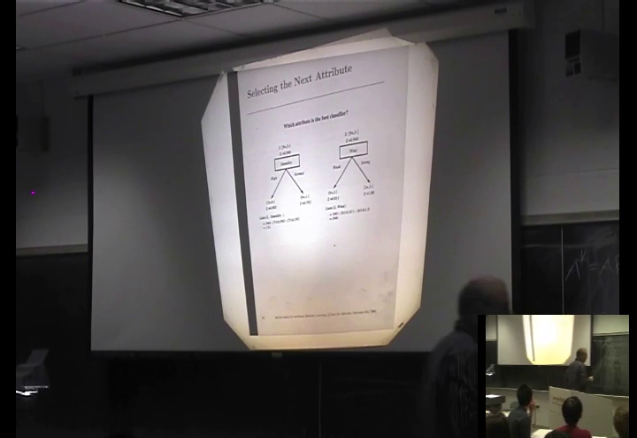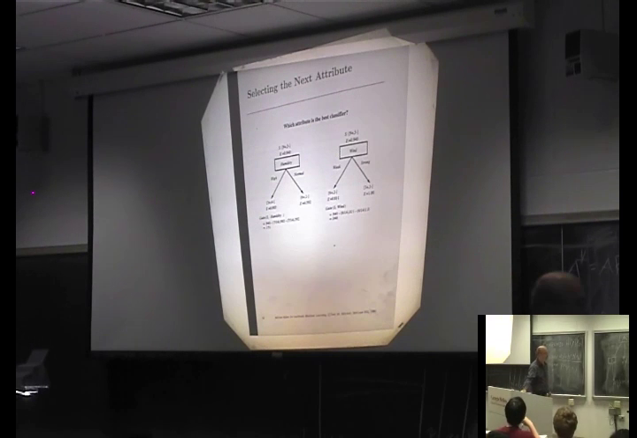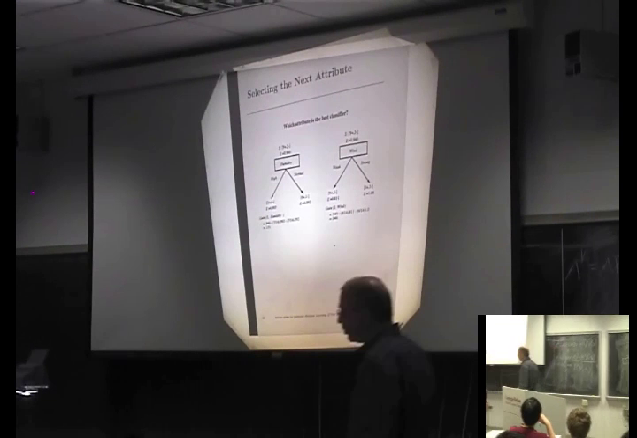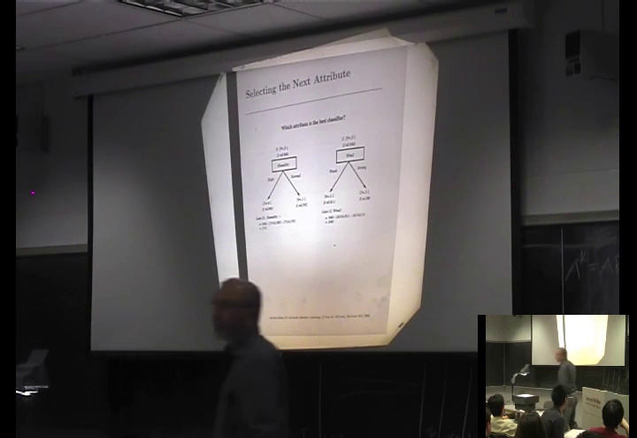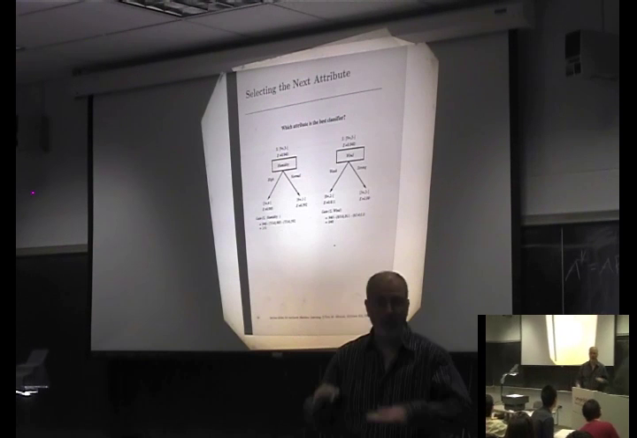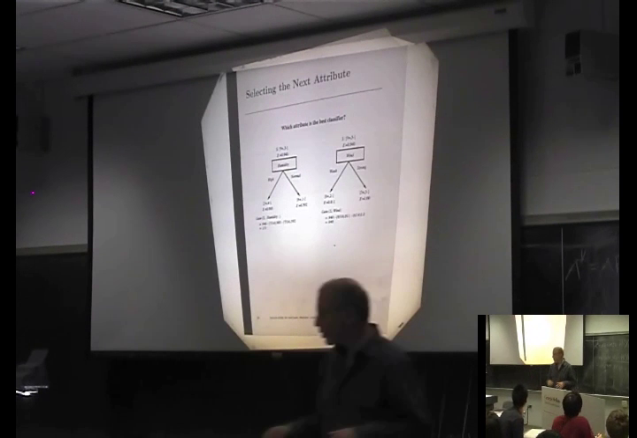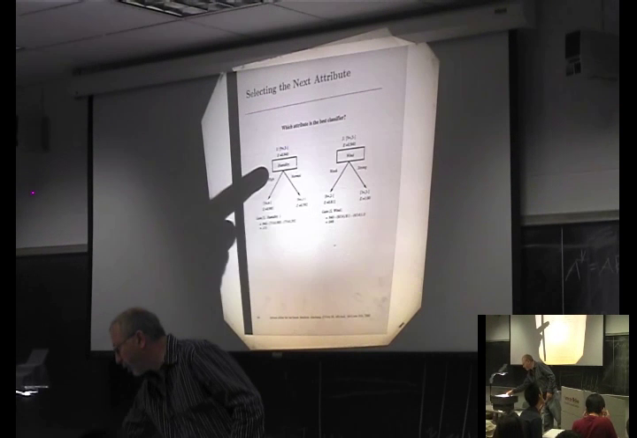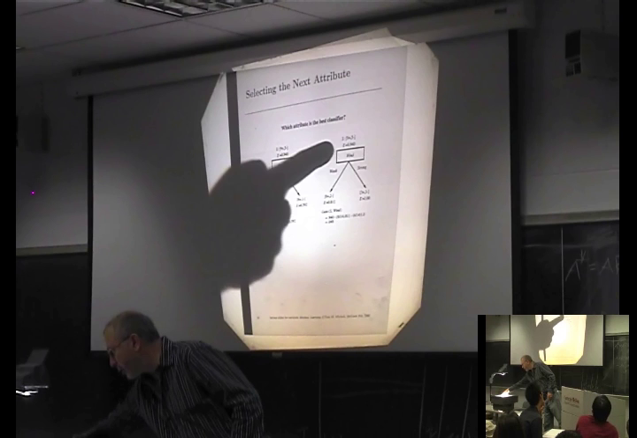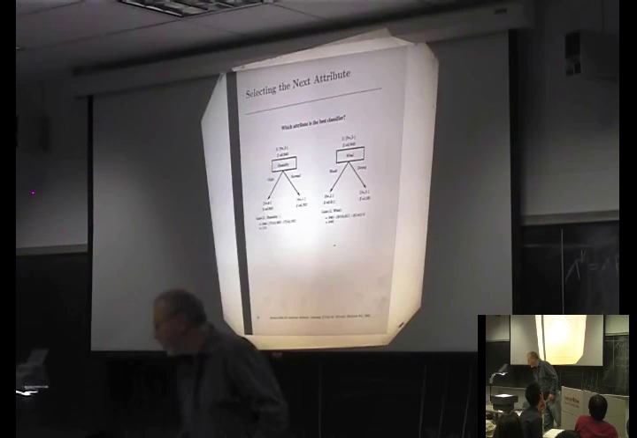The initial entropy, H of Y, is 0.940. Remember, I promised you it's less than 1 because it's not balanced. So it's just under 1 bit. Notice that under both conditions of considering humidity or wind, the initial entropy is the same. It doesn't change.